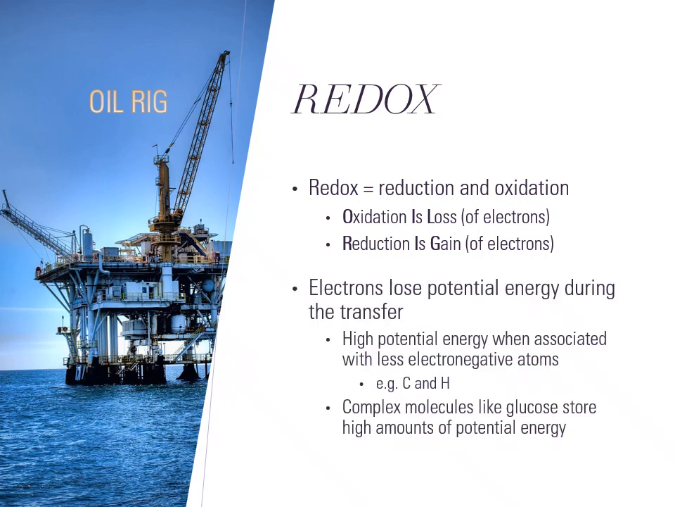During this transfer, electrons will lose potential energy, and the amount that an electron has within a molecule relates to what type of atom it's a part of. Electrons associated with less electronegative atoms, like those in carbon-hydrogen bonds, for example, have higher potential energy than those associated with more electronegative atoms, like oxygen. This is important in cellular respiration when electrons are moved from a complex molecule like glucose, where they have high amounts of stored potential energy, to oxygen, where most of the potential energy will have been released and can be harnessed by the cell.